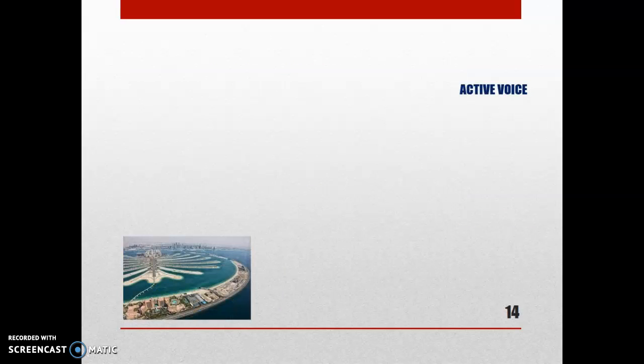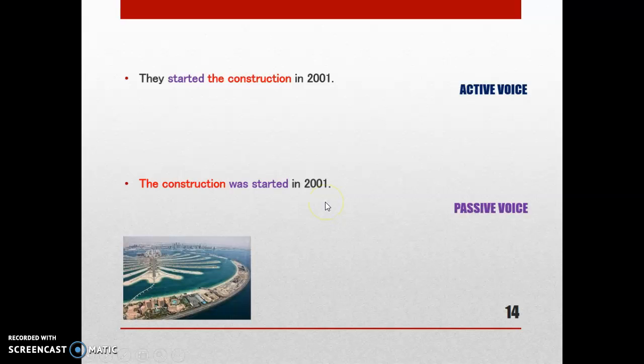All right. And finally, we have they started the construction in 2001. The construction was started in 2001. The object becomes the subject, the verb remains the verb, was before the verb. In this case, we added ed. The doer of the action is not important, so it's not included, and the complement remains the complement.